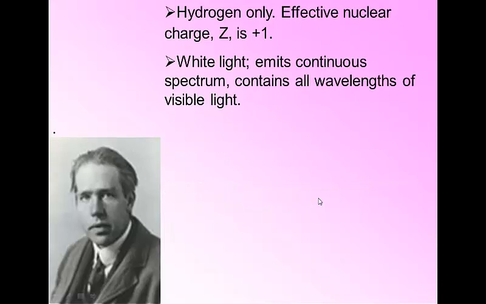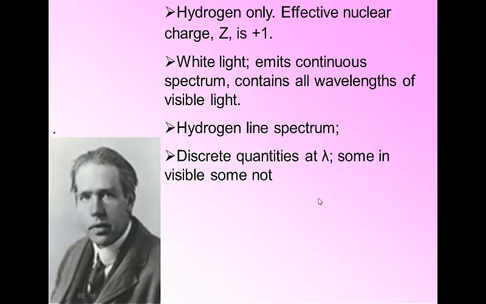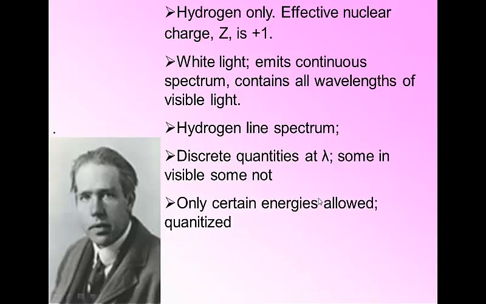White light emits a continuous spectrum. We just discussed that. Hydrogen has a line spectrum. I just showed you that. Hydrogen's line spectrum proves discrete quantities at particular wavelengths, quantum of energy, not continuous. Hydrogen also contains wavelengths that are not in the visible light range, so it's not limited to just visible light, but it's still got discrete quantities at different wavelengths, infrared, ultraviolet, so it's got other wavelengths, not just limited to visible. Only certain energies are allowed, meaning it's quantized, not continuous.